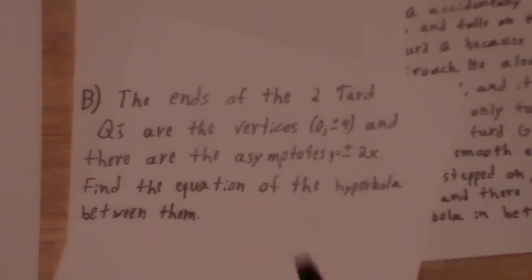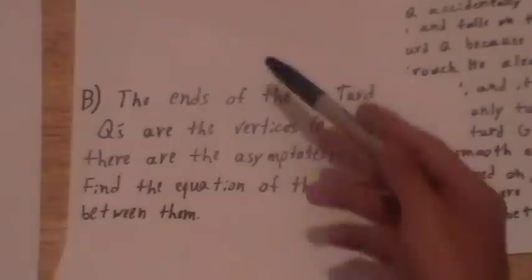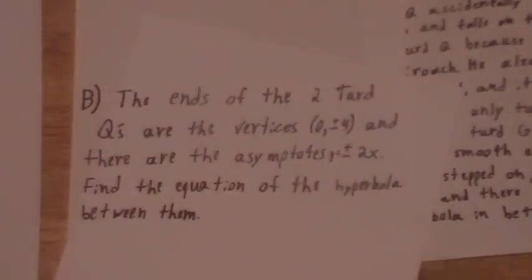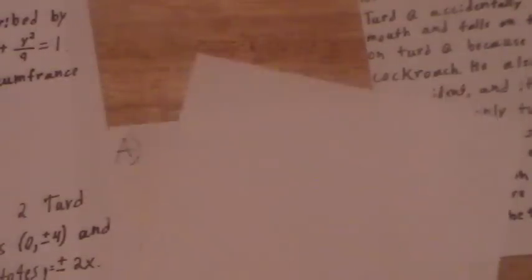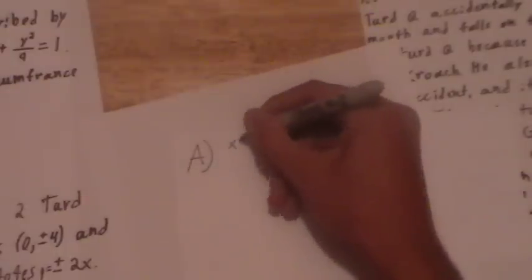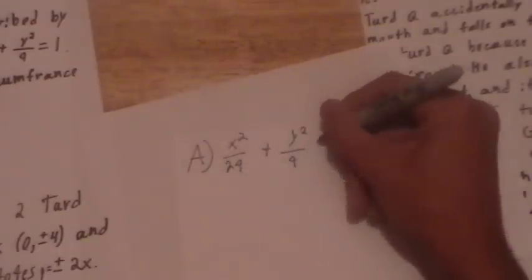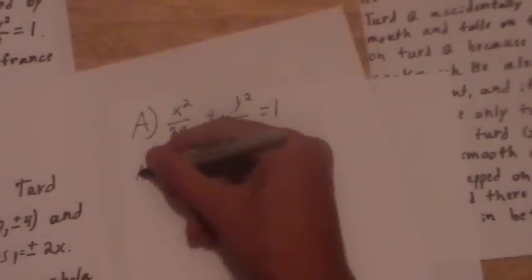Okay, so now we have our question, we have our setup, we know what we're doing, we're finding turds. So let's start off with part A. We are given the equation x squared over 29 plus y squared over 9 equals 1, and it asks us to find the area.